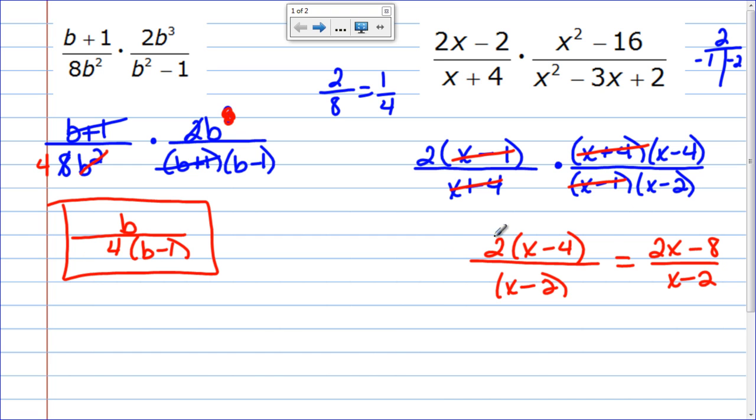Either one of those answers is acceptable. If you stop here and say I'm done, that's fine. If you multiply out and distribute that 2 through in the numerator, that's fine too. They're equivalent answers. They mean exactly the same thing.